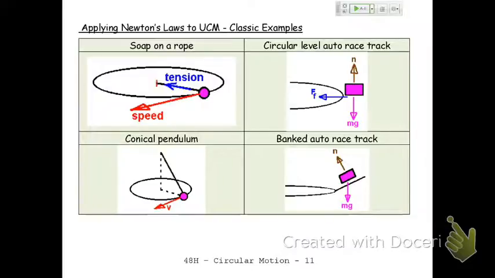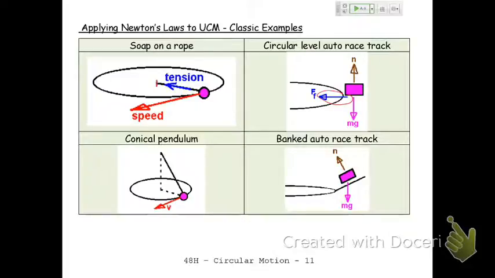So soap on a rope is just a piece of string with a mass attached to the end, and that's relatively straightforward. The next one is a little bit more interesting. Here, the centripetal acceleration is paid for by a frictional force. So we have a car literally going around a circular track, but it's not banked.